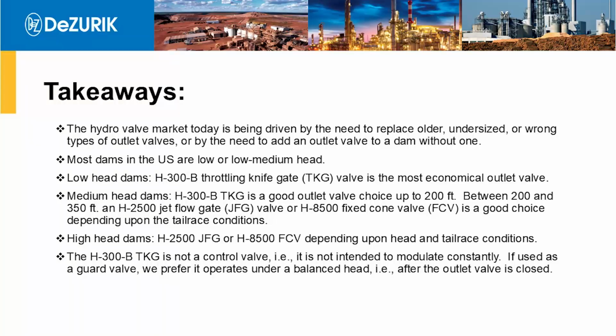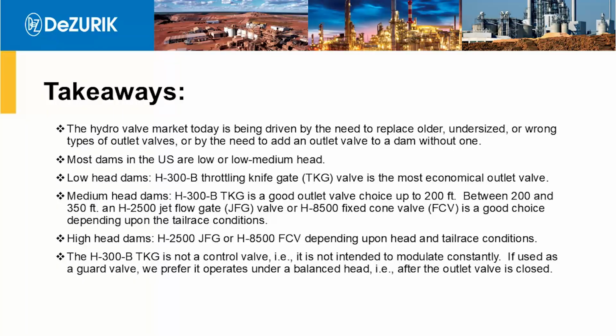Now, on a medium head, up to a certain point, a throttling knife gate valve works, but if you get much above 200 feet, you want to start looking at a jet flow gate or a fixed cone valve. And again, on a high head dam, same thing, jet flow gate or a fixed cone valve, and that's driven a lot by what the tail race looks like, or their history with the valves. A lot of times, owners just like jet flow gates, and that's what they're going to get.